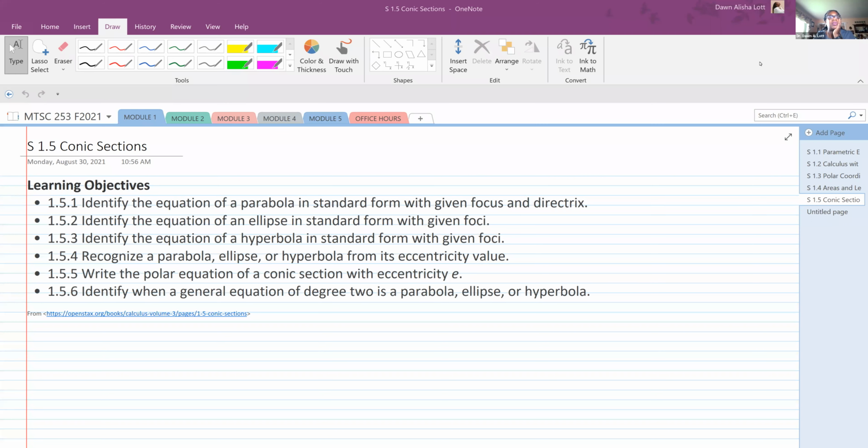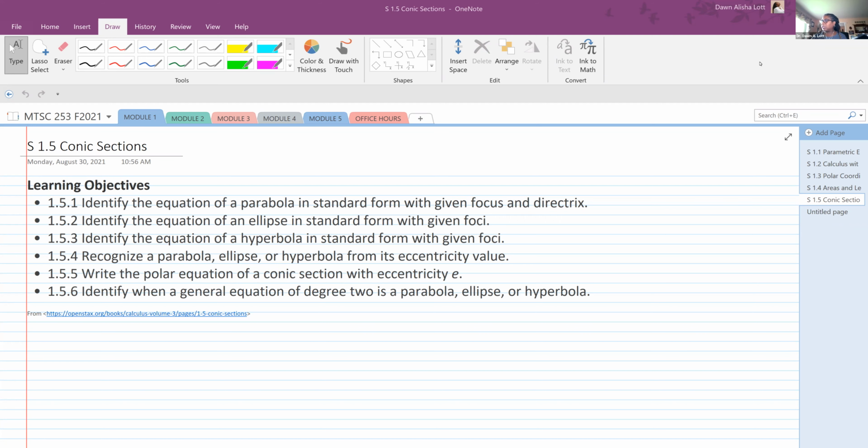Okay, so in this section, we're going to be looking at conic sections, and the major conic sections we're going to be looking at are the parabola, the ellipse, the hyperbola, and being able to write them in terms of polar equations and to find the eccentricity. All right, so let's start with the parabola.